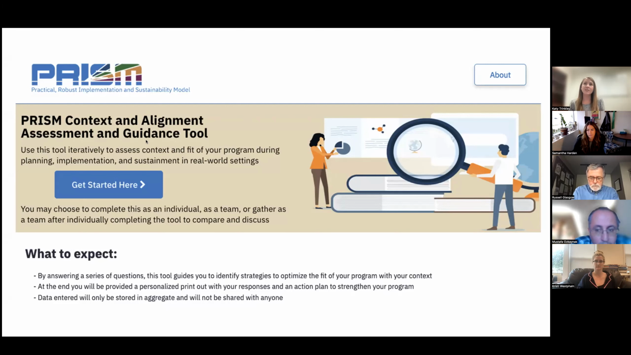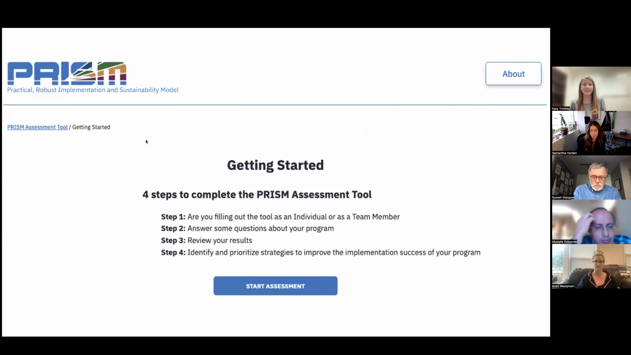It certainly gives the user an idea of what to expect, with links to more information, but prominently placed is a Get Started button. So if we were to hit the Get Started button, it would take us to our next slide. And here it breaks down what the user will go through.